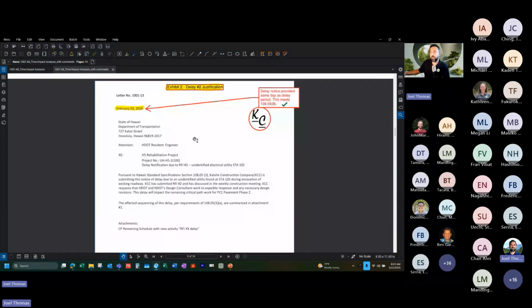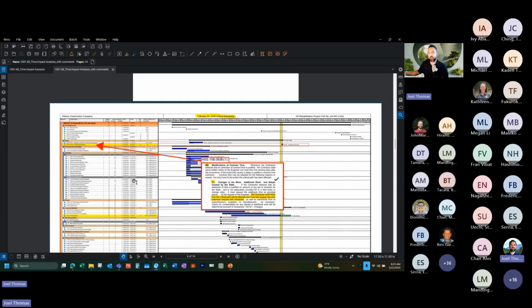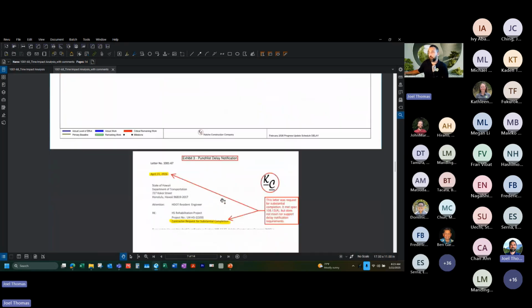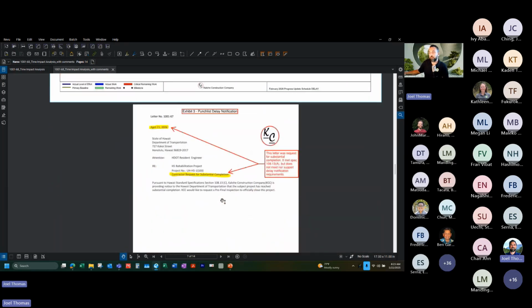My second delay letter also met the specs. So for both of those delay periods, 1 and 2, I've determined that from a schedule standpoint, I would agree those did push the critical path, and the notifications met the specs.